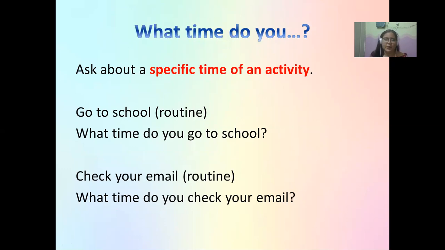In the next case, or in the next question, we are going to use the auxiliary do or does, depending on the subject. The question is, what time do you, and then an activity. What time do you, and then an activity, okay? So this question is used to ask about a specific time of an activity. For example, go to school. Go to school is an activity, in parentheses, routine. It's a routine that we have. Go to school, go to work, finish work, take a shower, watch TV, go to the movies, for example.